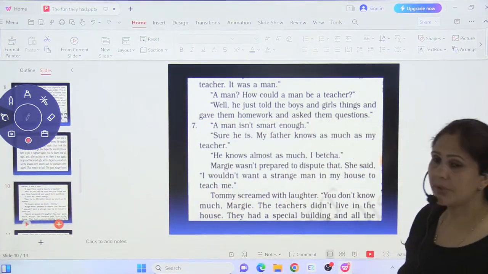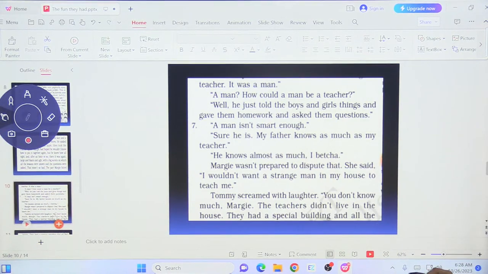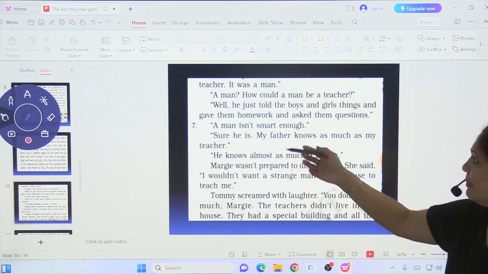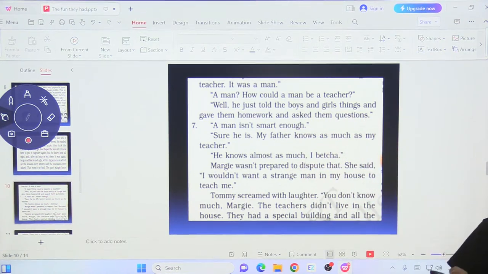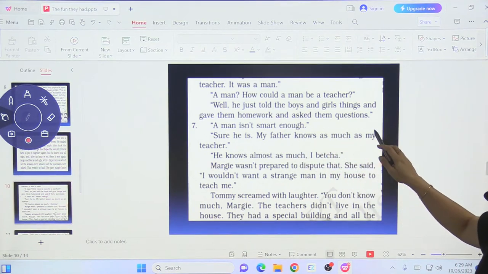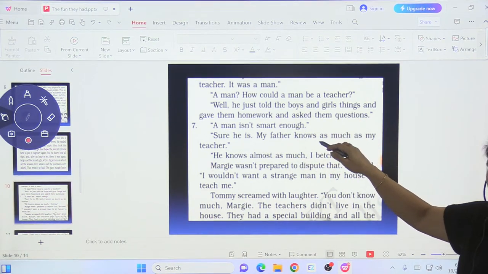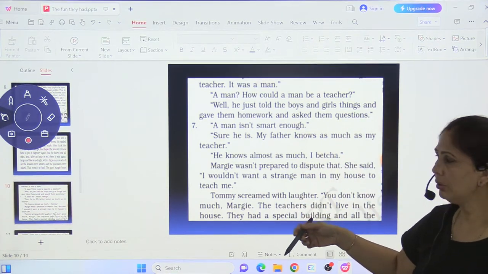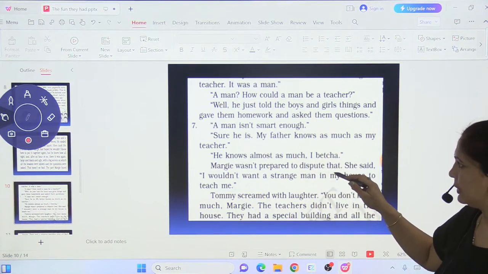So Tommy told Margie that it is not a teacher like we have. It is not a mechanical teacher, but it was a man. It used to be a man, a human being. "A man, how could a man be a teacher?" So she was not ready to accept the fact that a human being can be a teacher. Because according to her, a human cannot have that much knowledge. So he questioned, well, he just told the boys and girls things and gave them homework and asked them questions. So this man who used to be a teacher in the olden times would do everything just like their mechanical teacher does. In the same way the human beings also did it in the olden schools.